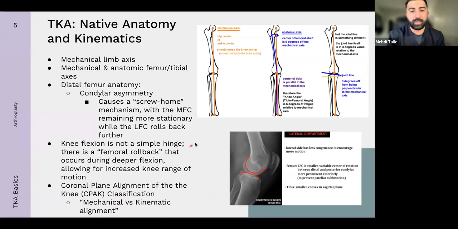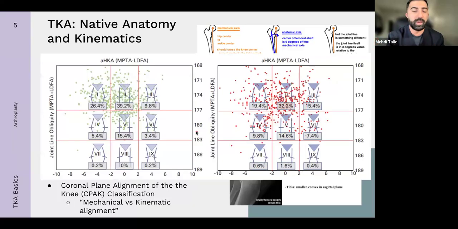Last thing I really want to say on this: a few years ago, there was a classification system published that has become popularized in the arthroplasty space, and we call this the coronal plane alignment of the knee classification, or the CPAK classification. Getting into the specifics about kinematic and mechanical alignment is really beyond the purposes of this talk, but I did want to introduce these concepts because they are things that you may see if you're listening to arthroplasty folks along your rotations. And I'm going to show you here an image that's published from the index paper on this.